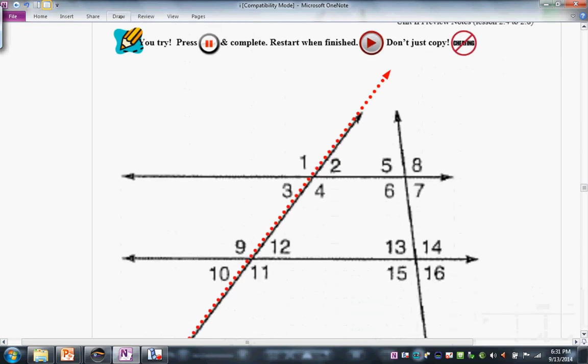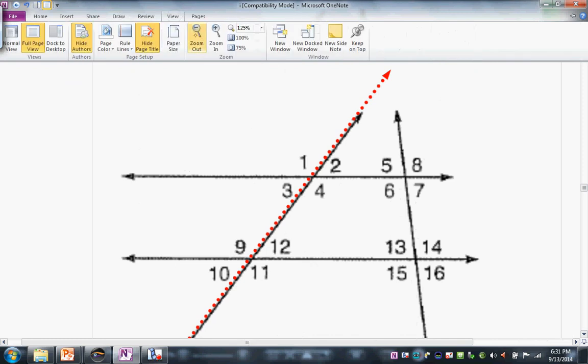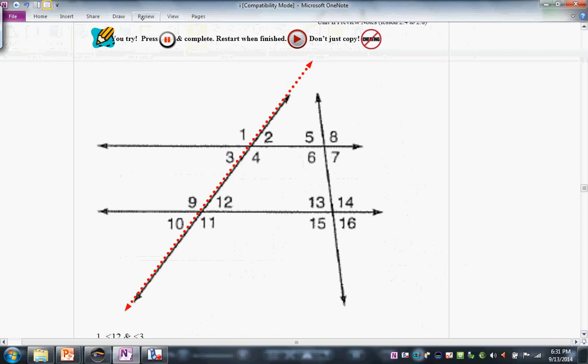So I want you to do this page on your own. Sweep the angles and determine what they are. Should only take you a few minutes. Pause. Do. Start.